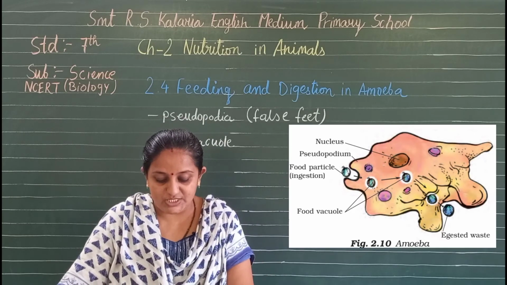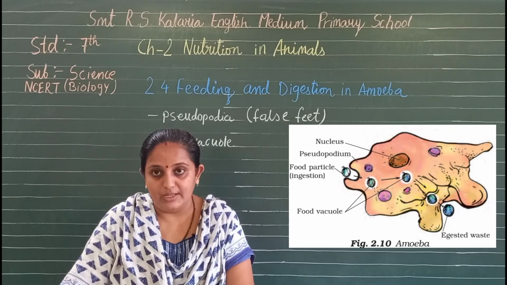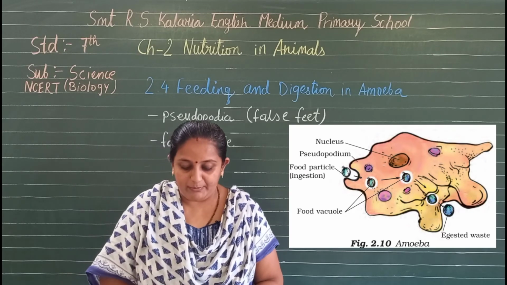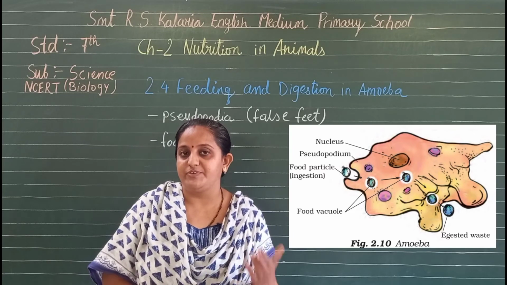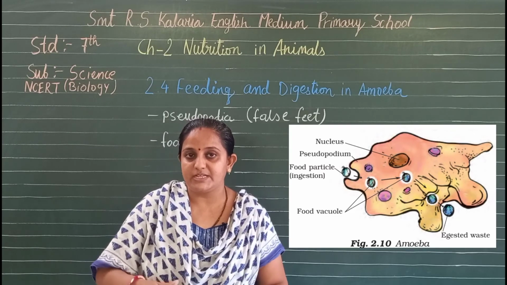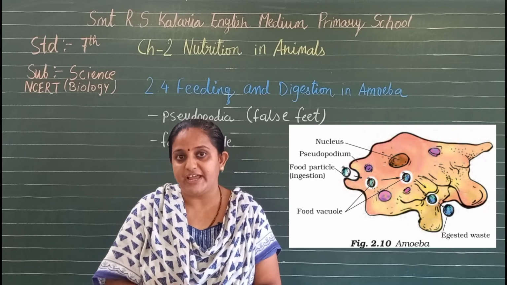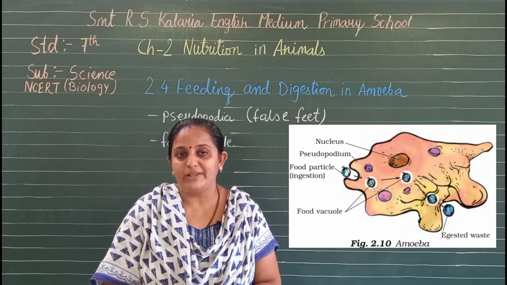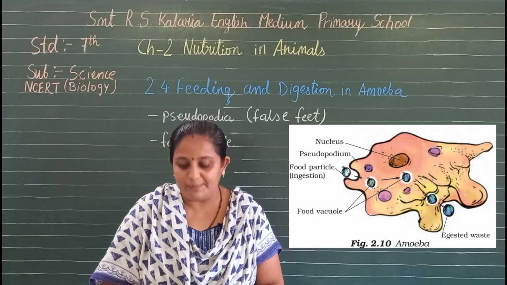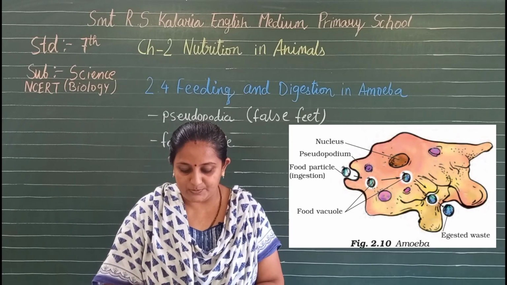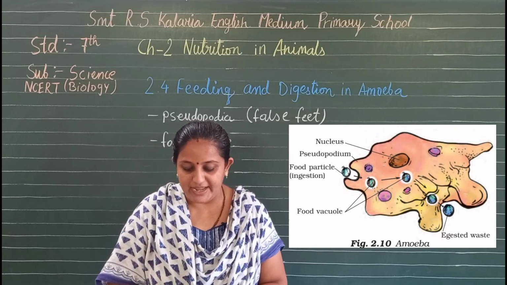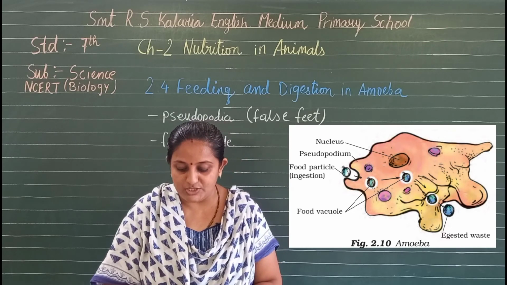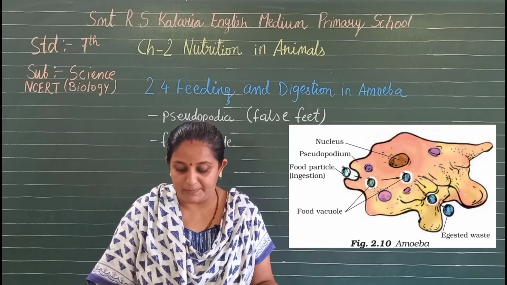Now the digestive juices are secreted in the food vacuole. They act on the food and break it down into simpler substances. We have understood that complex substances convert into simpler substances for easy digestion. In the same way here in the amoeba, complex substances are converted into simpler ones for easy digestion, and gradually the digested food is absorbed, and the absorbed substances are used for growth, maintenance and multiplication.